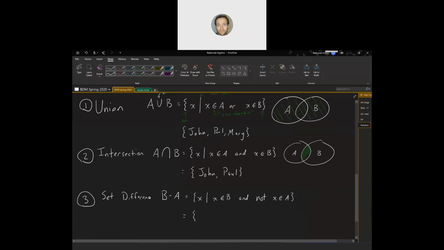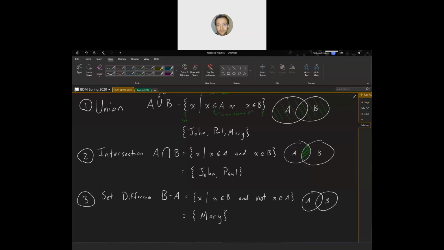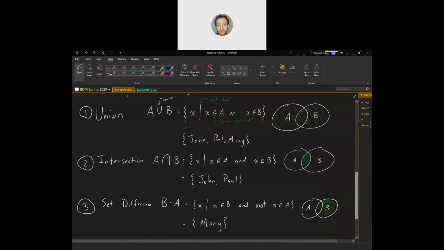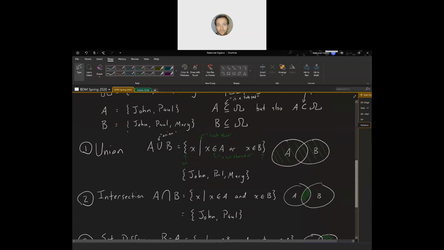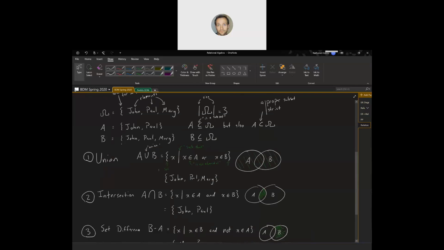Okay. So here, pictorially, if this is A and this is B, this set difference would be these elements, those that are in B only, not in A. Actually, I want to move some of this stuff down so I can add some more notation things.